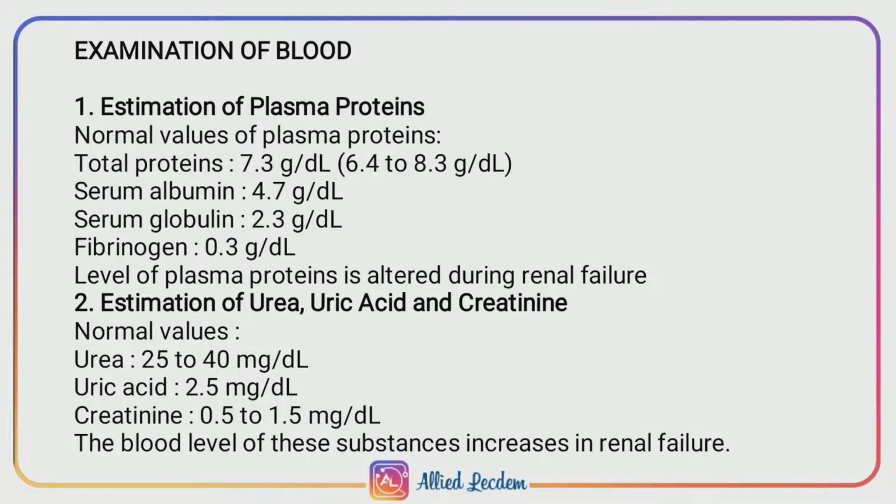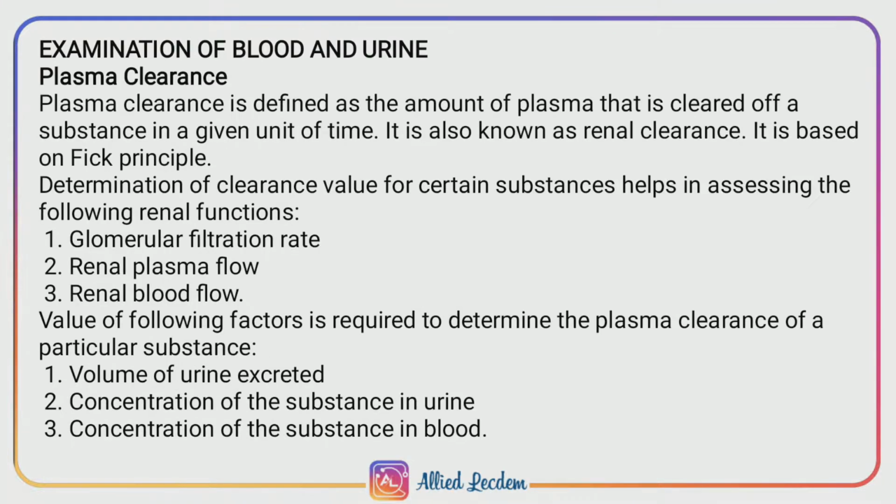Examination of blood. Estimation of plasma protein. Here we can see the normal values like total protein, serum albumin, serum globulin, fibrinogen. Level of plasma protein is altered during renal failure. Estimation of urea, uric acid and creatinine, with normal values shown. The blood level of these substances increases in renal failure.